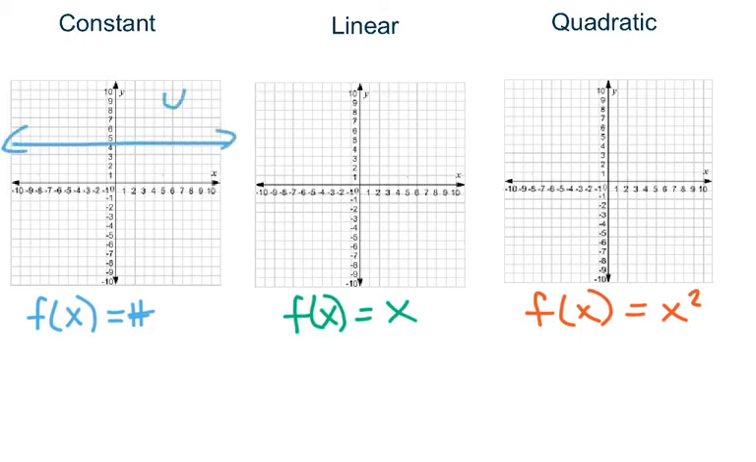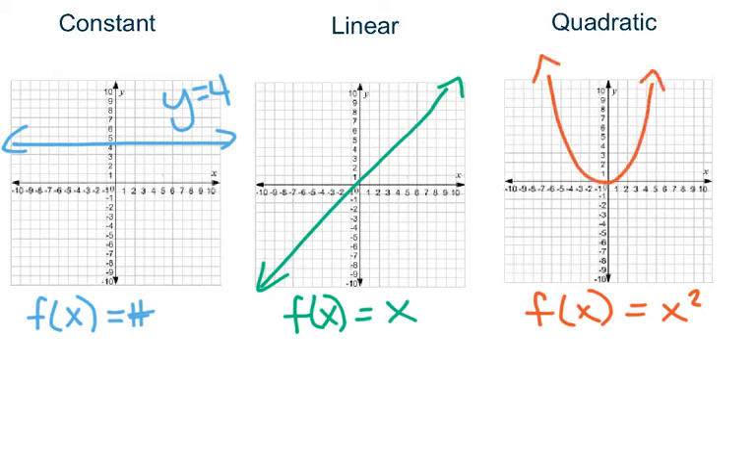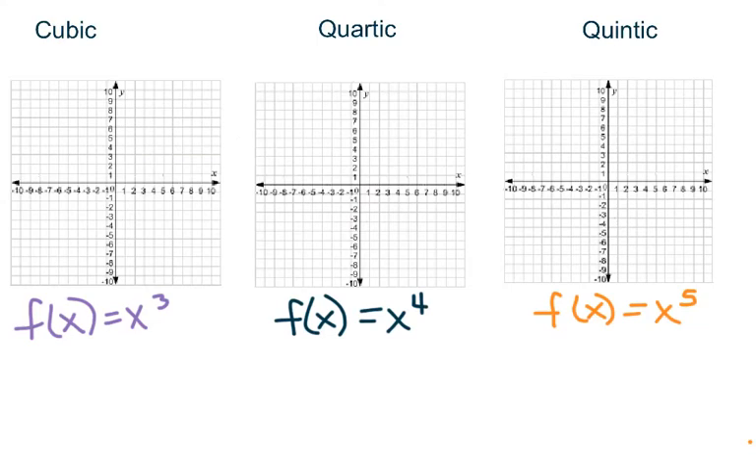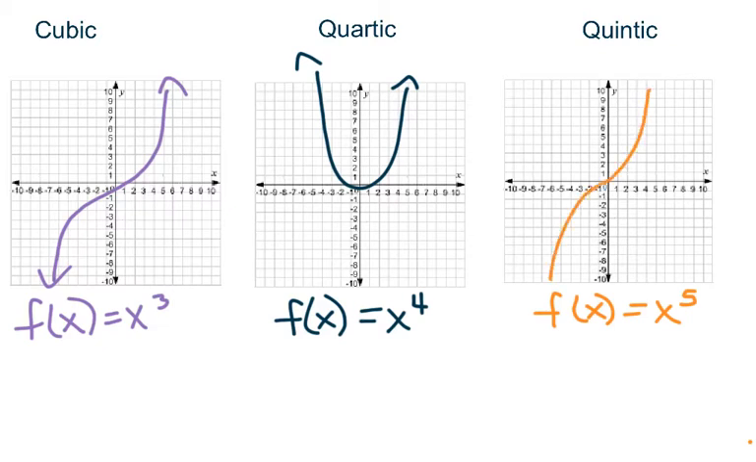So like this graph would be y equals 4. A linear graph is going to be like a diagonal line, and that's going to be f of x equals x. A quadratic is your U-shaped graph, so anything that has an x squared in it. A cubic is going to be x to the third, and it looks a little weird, something like that. A quartic is going to be x to the fourth, and it looks pretty much like a quadratic. And then a quintic is the last one, and it's going to be x to the fifth, and it looks pretty much like a cubic. And then they all kind of start to repeat after that.